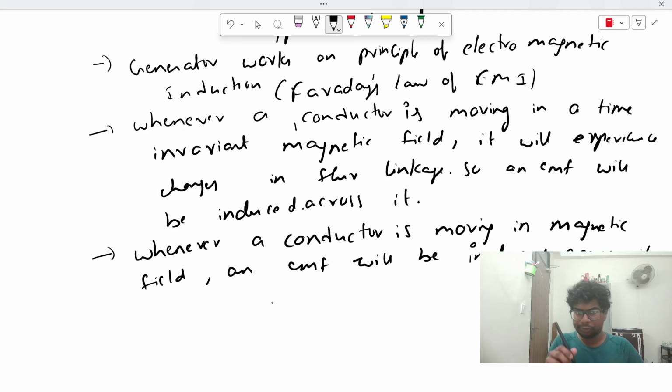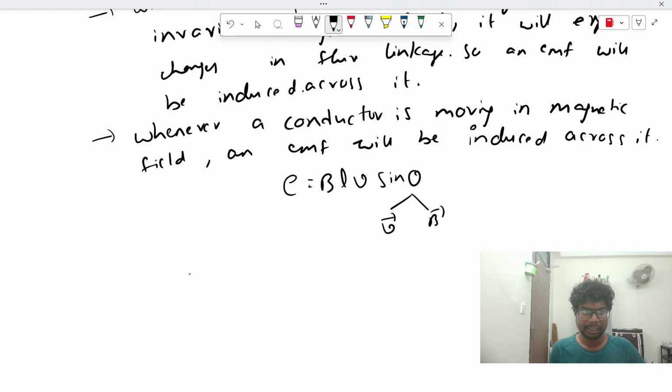See, suppose you take this as a conductor. What is the equation? E is equal to BLV sine theta. Theta is the angle between V bar and B bar. Okay, have you got these equations? This is one conductor. It has some length. And also the conductor is moving, like a bike or vehicle moving with velocity v. Similarly, the conductor is moving with velocity v.